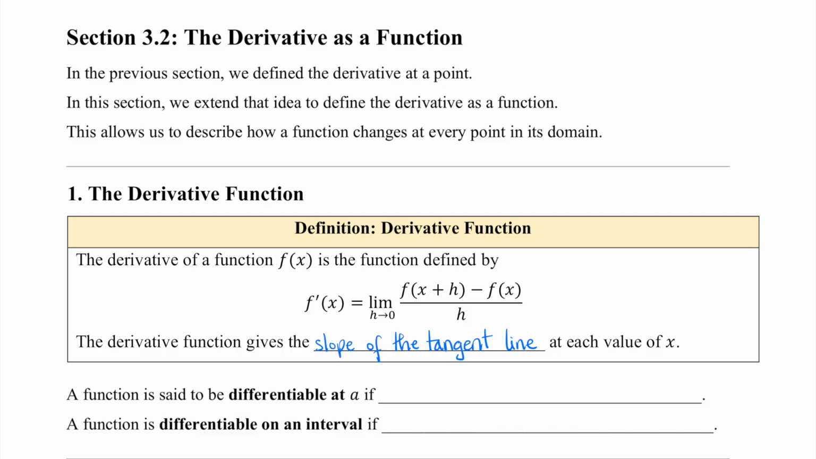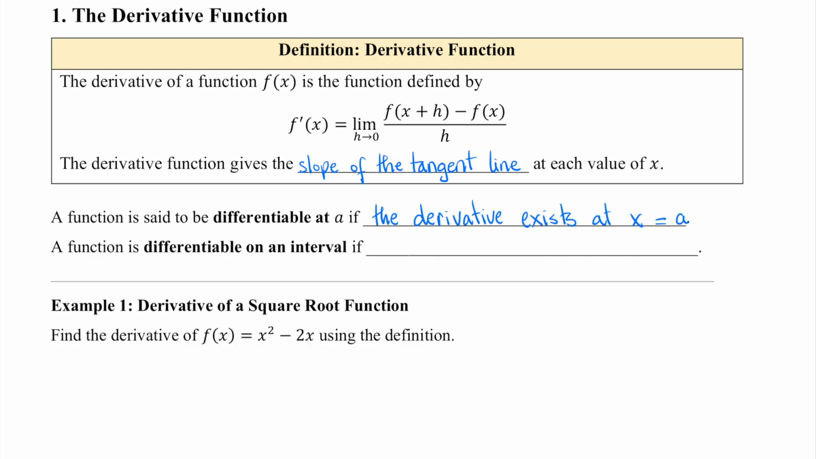Next, we say a function is differentiable at a value a if the derivative exists at x equals a. That means the limit we just talked about actually exists. If that limit exists, then the function has a well-defined slope at that point.